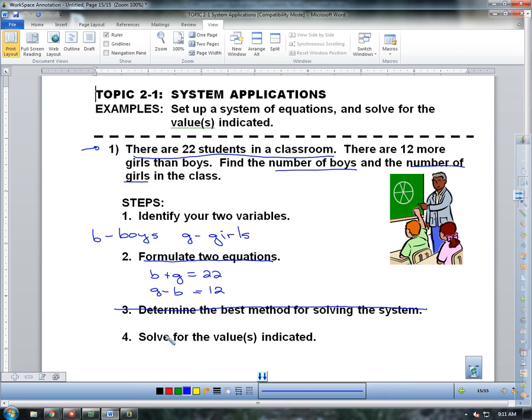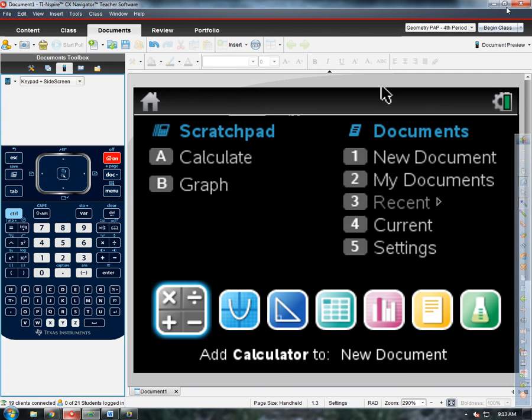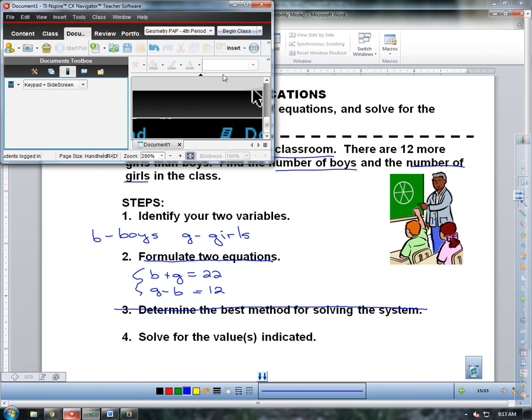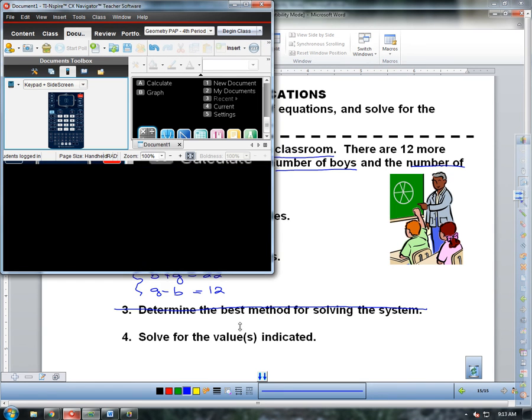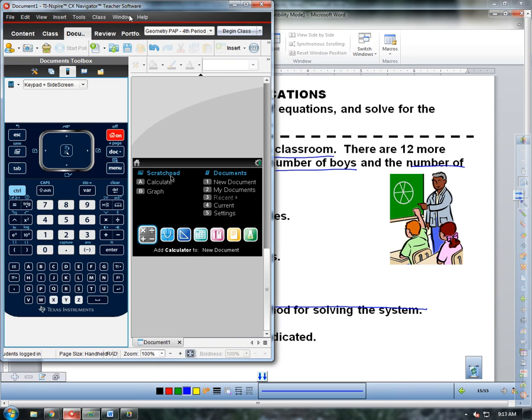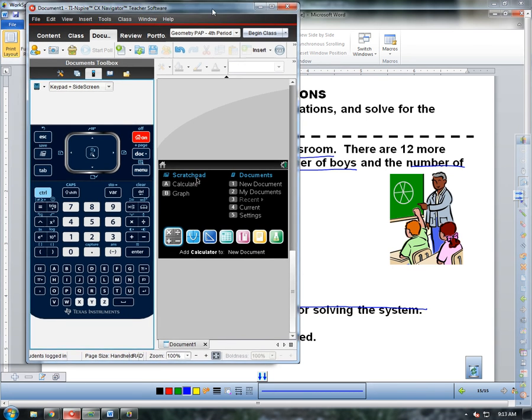So now that I have these two equations, I can go to my calculator. And maybe. Come on, calculator. Anytime today. There it is. I'm going to try to squish it down so that we can see the whole thing good.